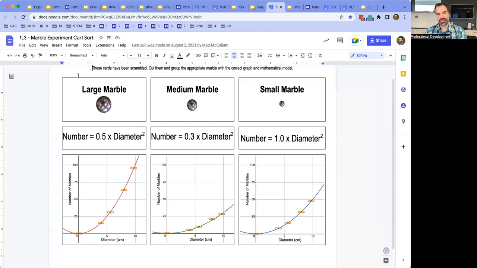To keep going, I want to show the card sort. So here, these 9 cards would all get cut up and scrambled, and then students have to arrange them, group them together. And this is a great one to show because so often students think the larger the marble, the larger the constant C value should be.